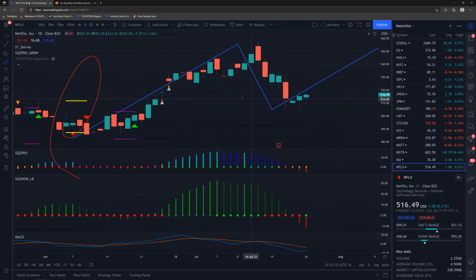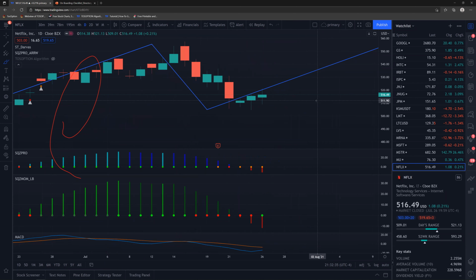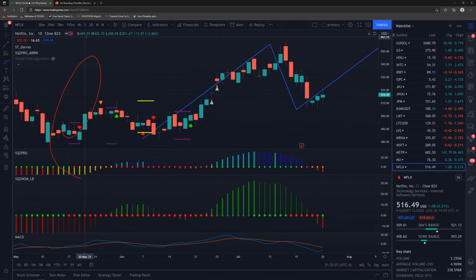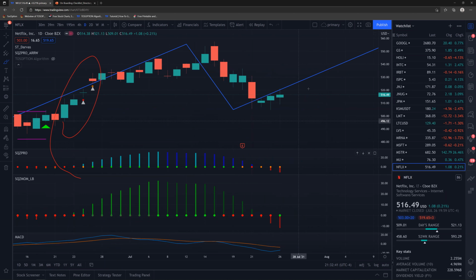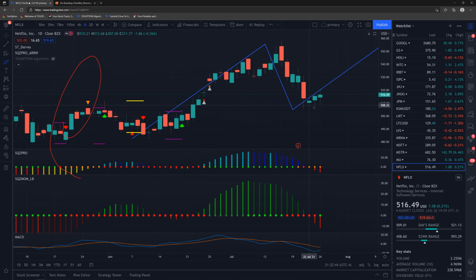And then Netflix has just been kind of a disaster. So probably just be careful with that for now. It looks like a bear flag. It does have an A6, but there's just nothing happening with Netflix, unfortunately.